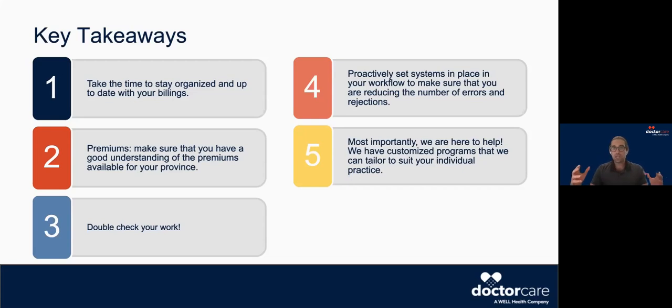Big takeaway: double check your work. You want to make sure that you're reducing your errors, so you're getting paid, and you're reducing the amount of time spent fixing those things. So double check all your work, reduce the amount of rejections, and save a bunch of time for you and the staff around you. Another big takeaway for us is to proactively set systems in place in your workflow to make sure that you are reducing errors and rejections. We're going to hone in on that because we find errors and rejections are a key issue. So this includes improving your appointment scheduling, or even just taking advantage of practice management software.